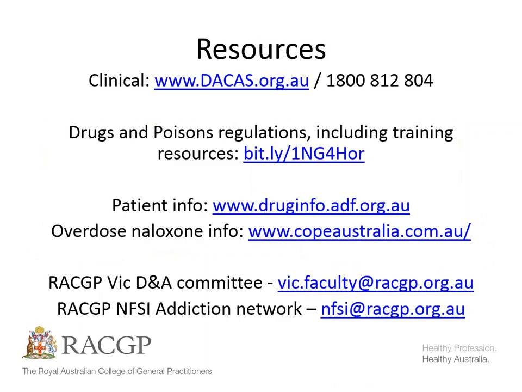Every state has a version of DACUS. I'm giving you the Victorian version here. The website is quite useful no matter where you're from, but the phone number is a Victoria-specific one. Every state has an equivalent where you phone, usually a paging service, and a drug and alcohol specialist will get back to you with advice about your question. So it's a very timely and responsive type of program.